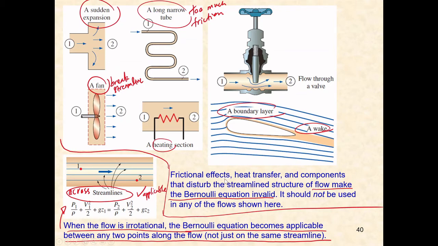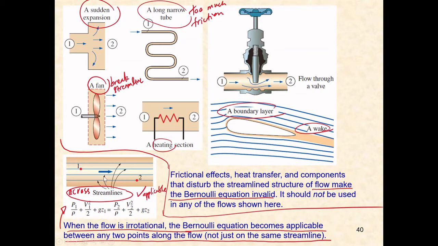So frictional effects, heat transfer, and components that disturb the streamline structure of the flow make the Bernoulli equation invalid. It should not be used in any of the flows shown here. And of course, when we want to use it across streamlines, it is applicable only when the flow is irrotational. The Bernoulli equation becomes applicable between any two points along the flow, not just on the same streamline. So if you want to use it across streamlines, it is applicable as long as the fluid is irrotational.